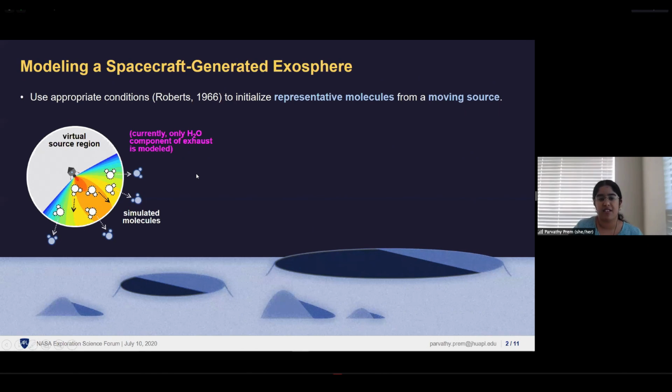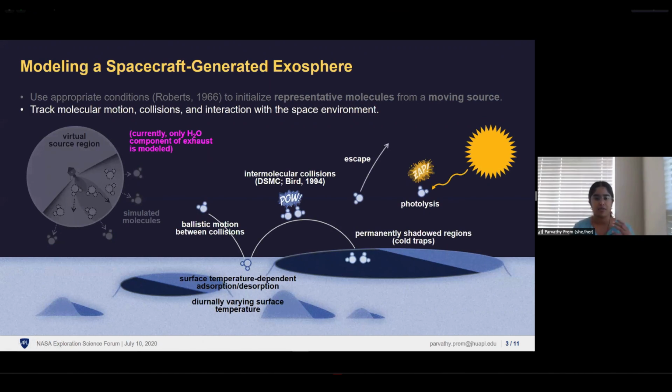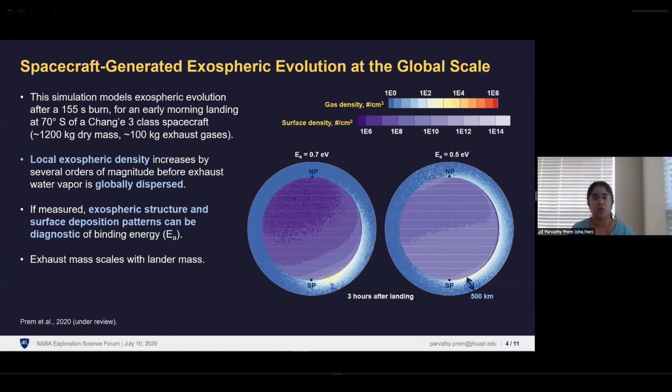Once we create these representative molecules, we allow them to move away from the spacecraft and to interact with the lunar environment. In the vicinity of the spacecraft, the gas is sufficiently dense that molecules can exchange energy and momentum through collisions. Further away, molecules largely follow ballistic trajectories, punctuated by occasional collisions with the lunar surface. When a molecule collides with the surface, we assume that it absorbs for some length of time that depends on the local surface temperature. Molecules can also escape. They can be broken apart by sunlight. And of course, they can also potentially migrate to permanently shadowed regions near the lunar poles. If we put all of that together, we can begin to simulate what happens to those exospheric gases.